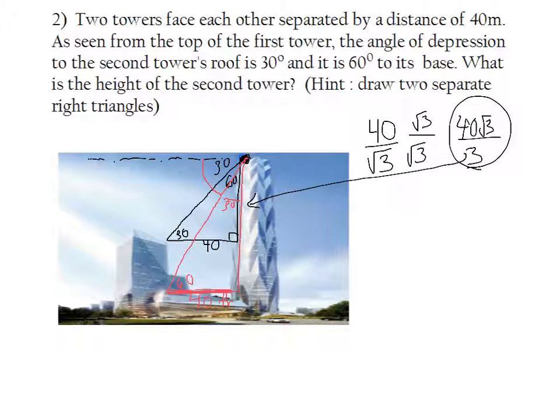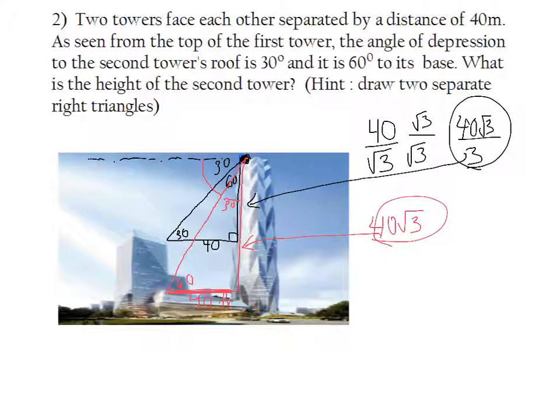Now let's look at the red triangle. This will be a little bit easier because we know our short leg is 40. Then our long leg has to be 40 root 3. That's your red long leg.